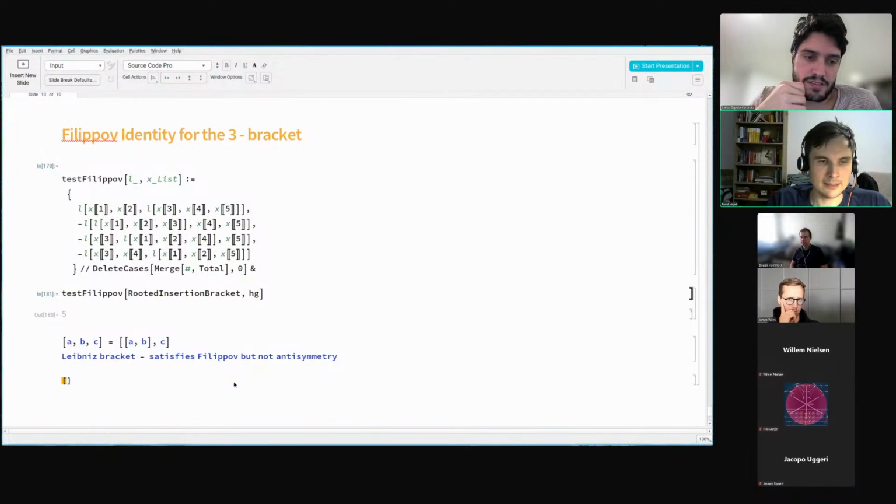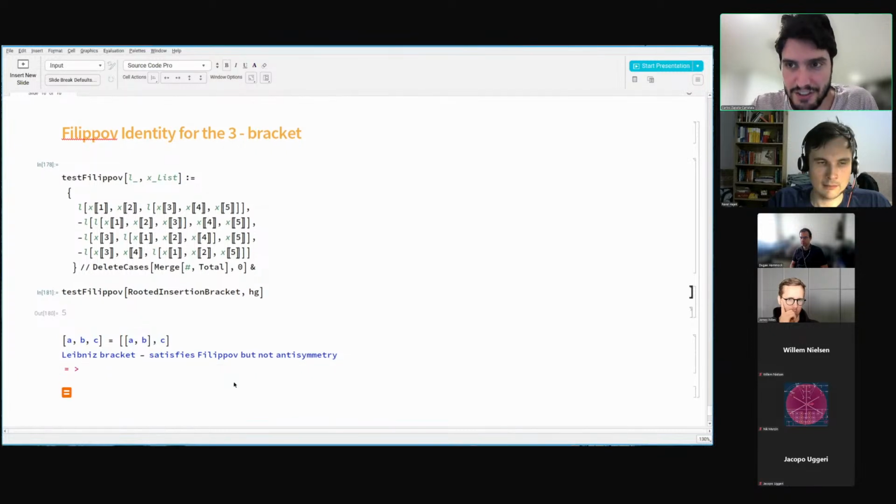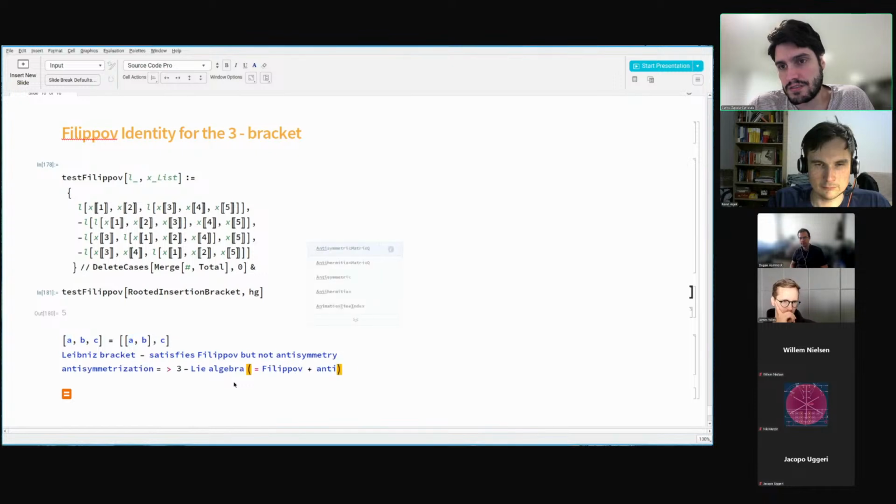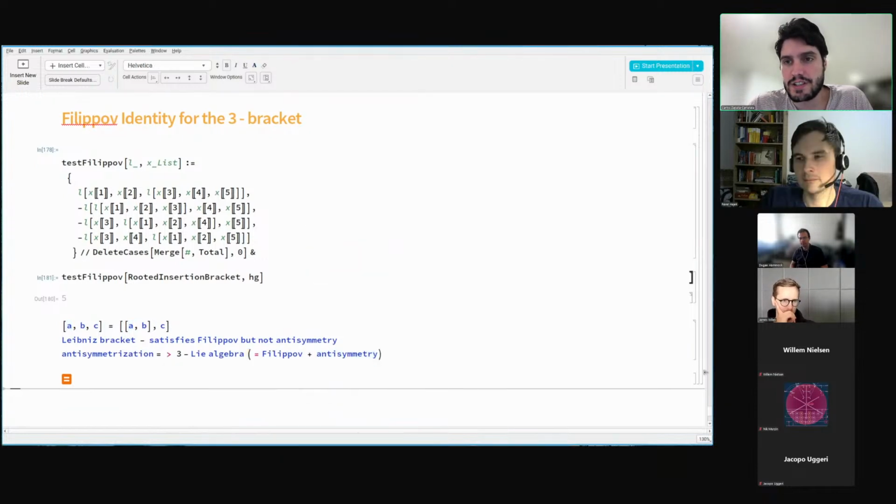Okay, so if you take the antisymmetrization of this, it's always a ternary Lie algebra. It's always a 3-Lie algebra. Antisymmetrization always gives a 3-Lie algebra, which is the Filippov algebra above, right? Yeah, it satisfies that property, and antisymmetry. So that's what people call Filippov algebras. Really? So in a way, those are the boring ones because they are completely determined by Lie algebras.